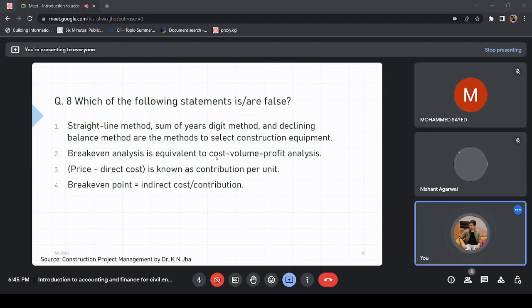Now next, just true or false again. Straight line method, sum of years digit method, and declining balance methods are the methods to select construction equipment. Break-even analysis is equivalent to cost volume profit analysis. Price minus direct cost is known as contribution per unit. Break-even point is equal to indirect cost divided by contribution. Which of the following is false?